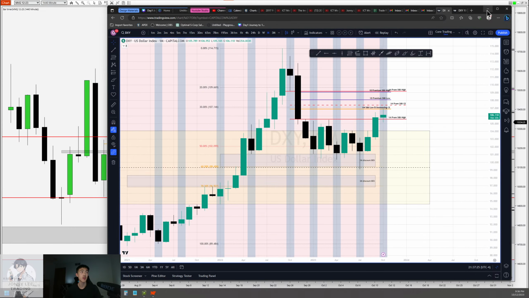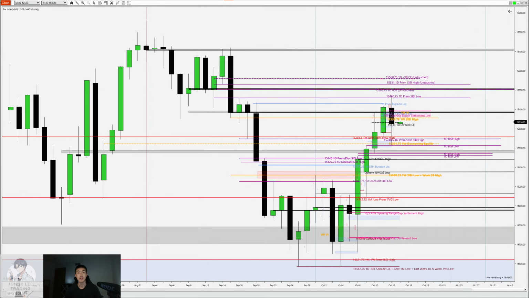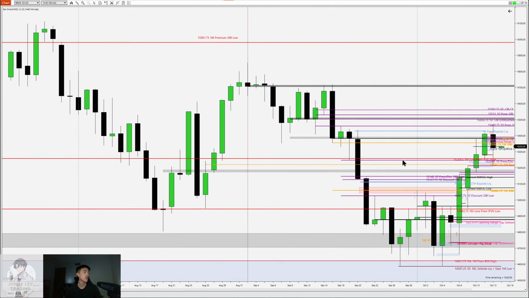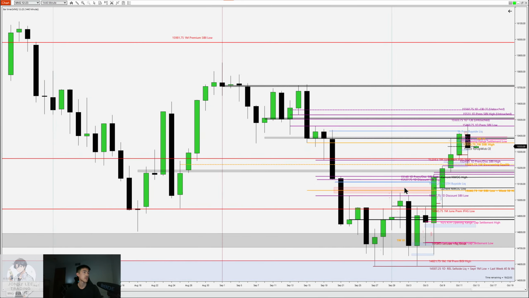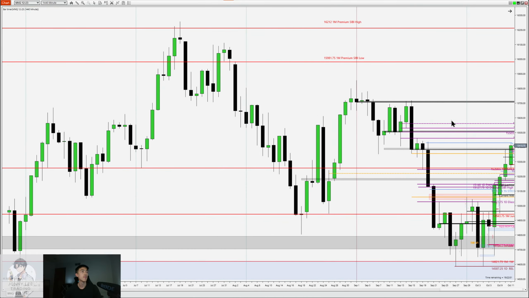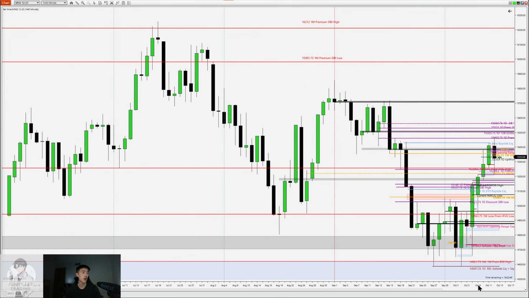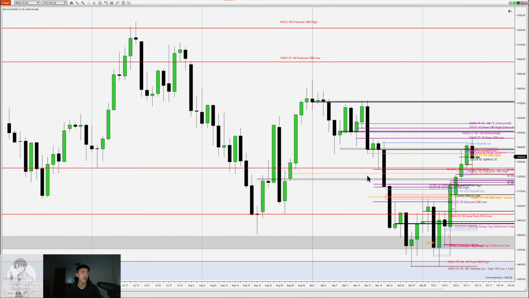What does that mean for indices? That means that we would expect indices to head downwards. Now, one thing I want to point out, and this is the daily, is that we've now reached into this open daily sell side imbalance, buy side inefficiency within a premium here. This dotted line is the 50% mark.